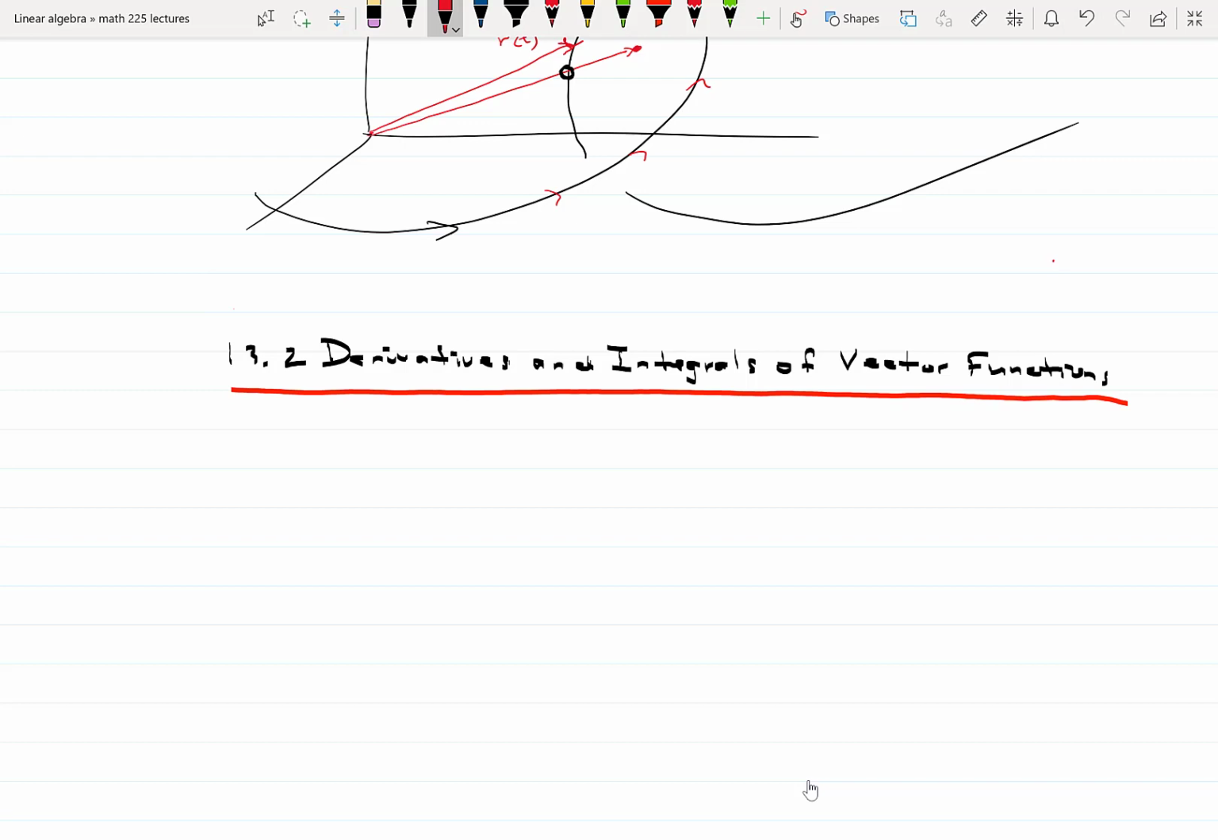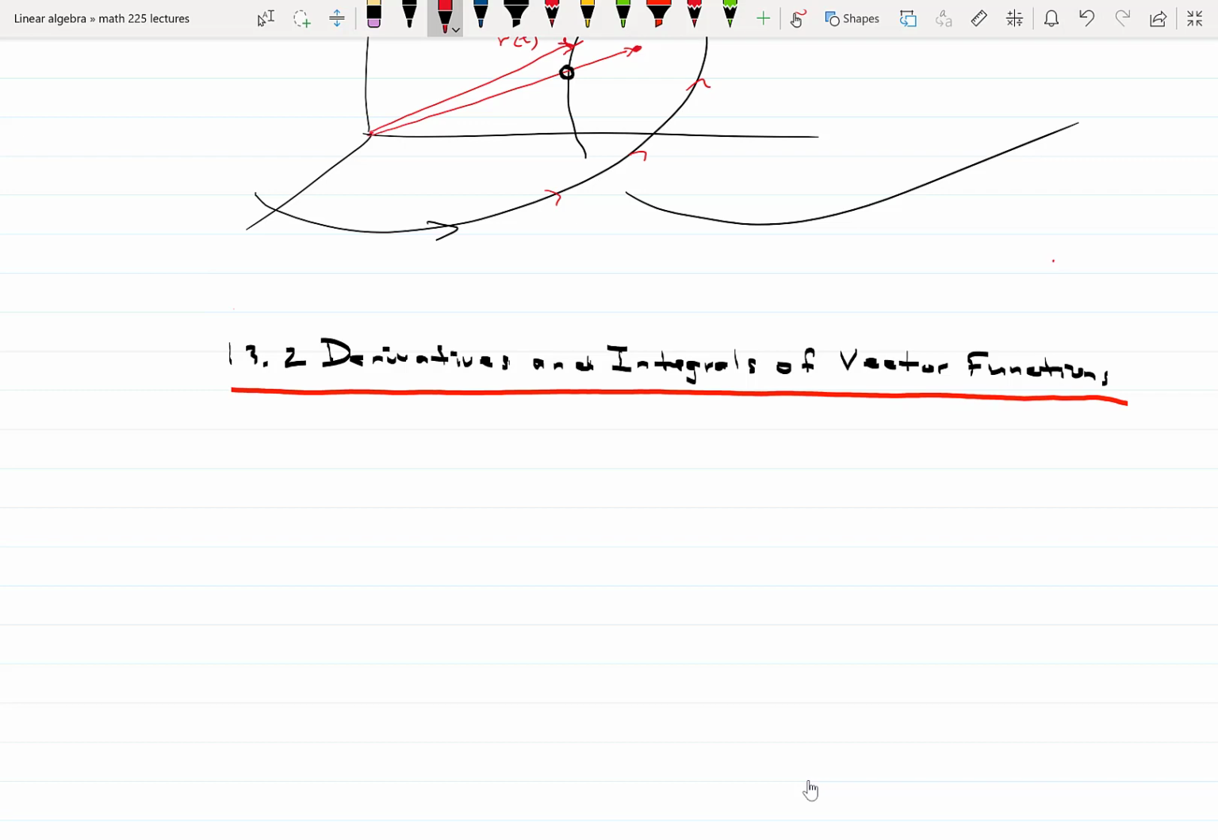No, I'm just kidding. I took a 10-minute break and I'm back. So let's take a look at section 13.2. Let's analyze the concept of derivatives and integrals, mostly derivatives, of vector functions. We need a derivative. We need calculus. Well, we have limits, we have continuity.